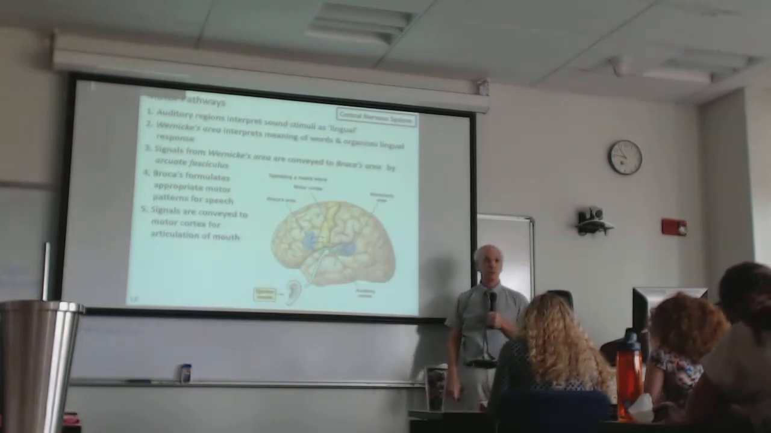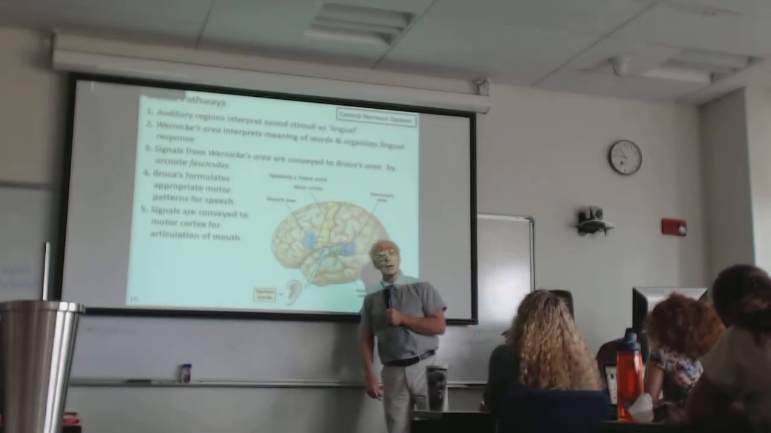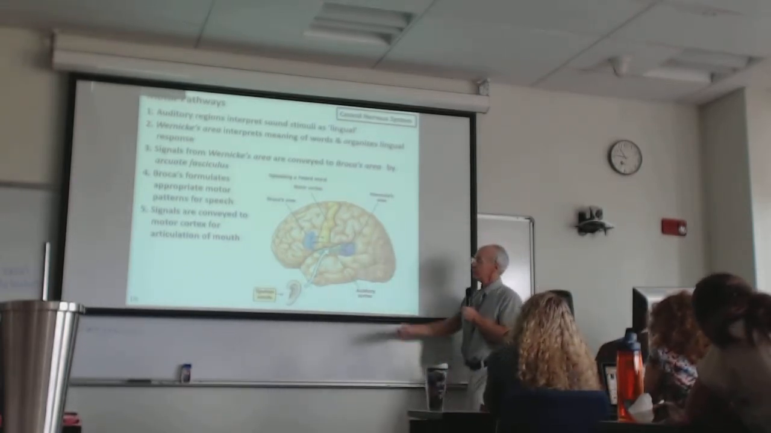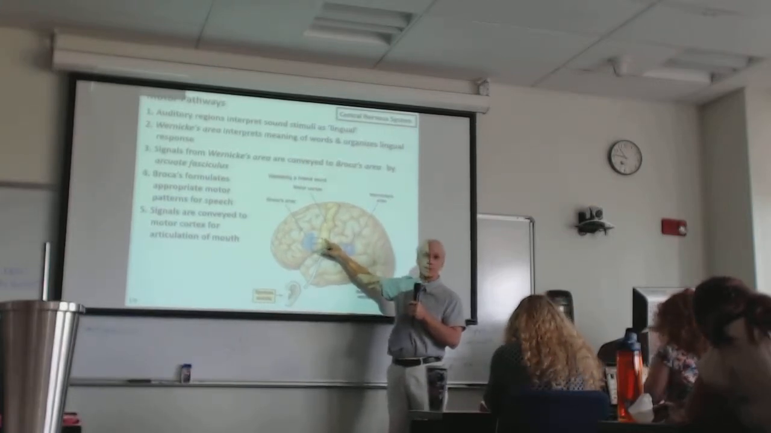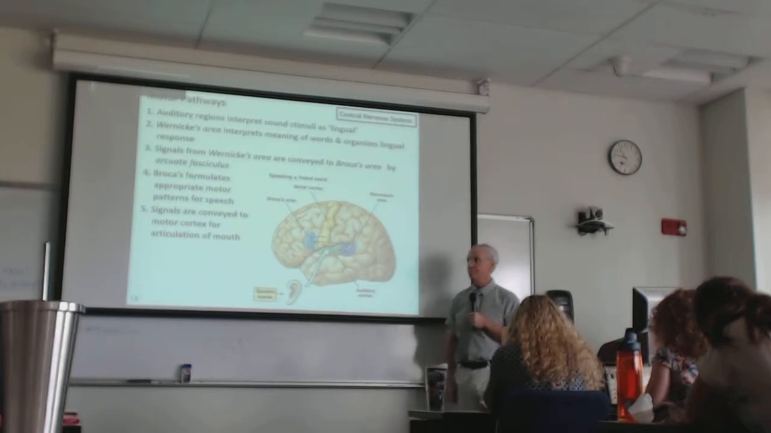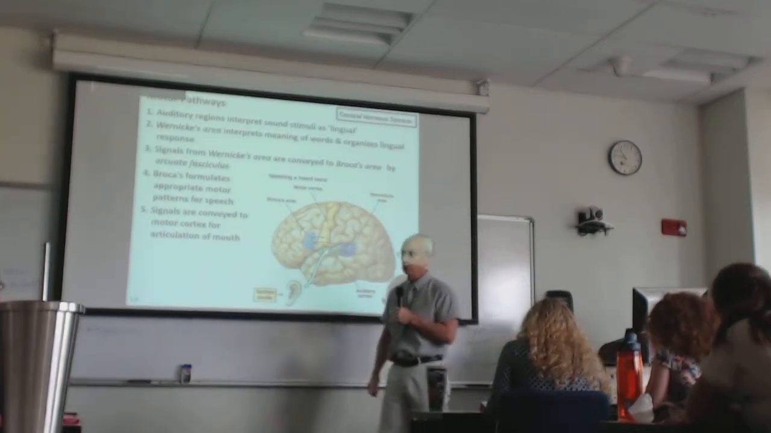But we're still not finished, because even though those motor routines are all set and ready to go, you know how to pronounce ping pong, and you're ready to say ping pong. In order to say ping pong, where does that signal have to go? To the motor cortex. You have to go through the cerebellum, it's the second line. Yeah, all of these would go through the cerebellum.